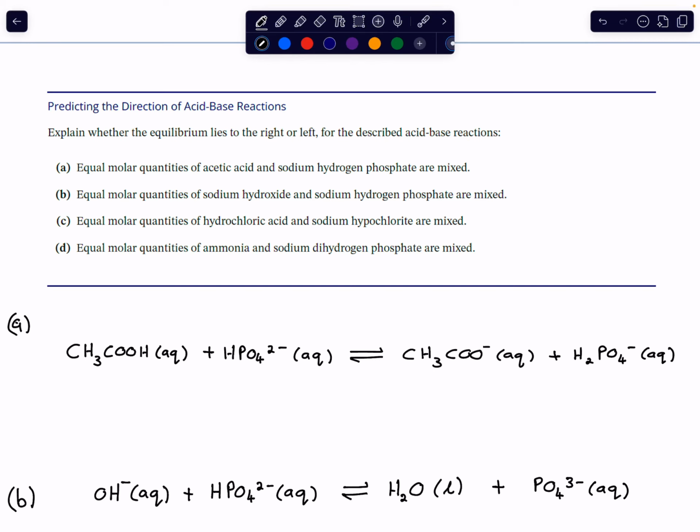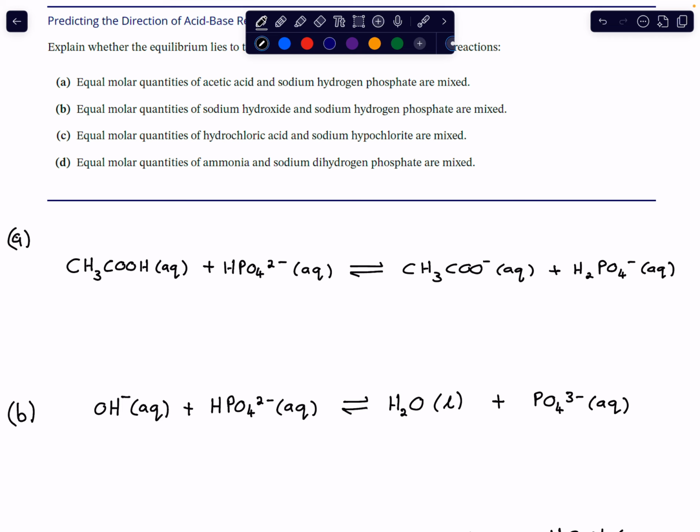Right, hello everyone. In this example we're going to look at how we can predict the direction of an acid-base reaction. We have a couple of examples here that can help us predict that. In the first one we're told equimolar quantities of acetic acid and sodium hydrogen phosphate are mixed. That's our first situation here. And I've dropped the common ion, the spectator ion, sodium, just to make things simpler.